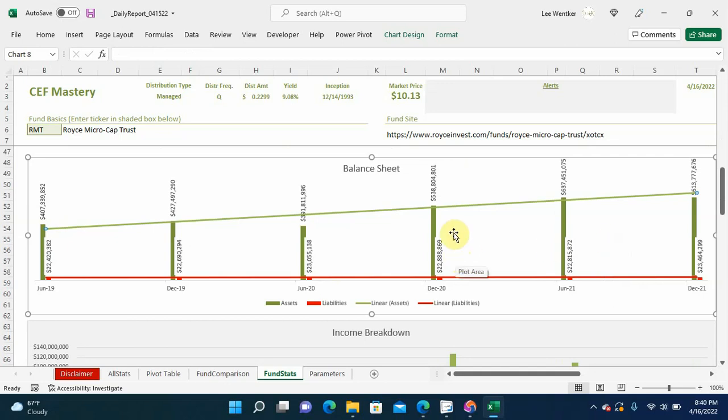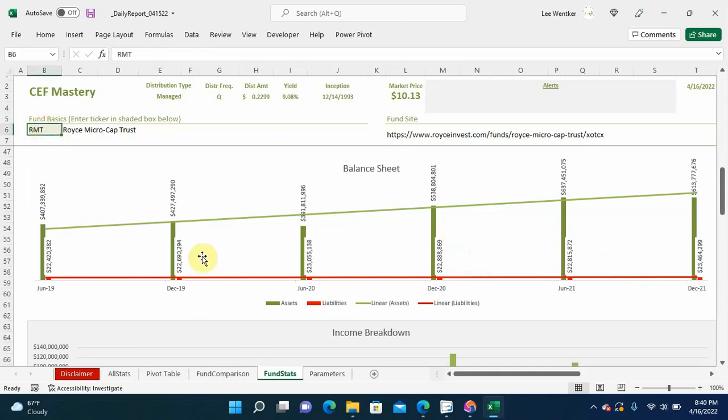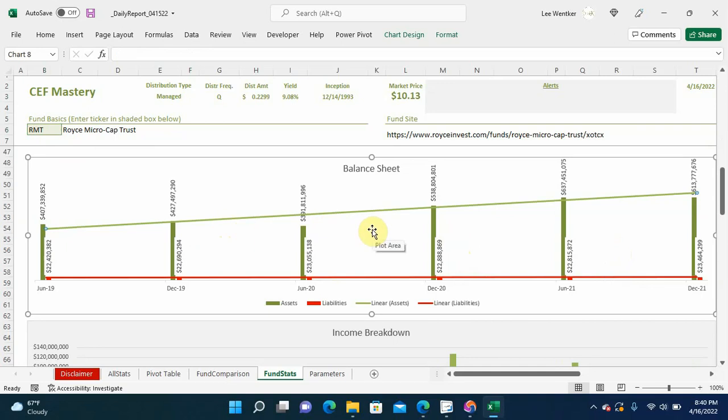Ideally, what you would like to see, as is the case with RMT, is a fund's assets increasing at a greater degree than its liabilities, or at the very least, a fund's assets running parallel with its liabilities. What you do not want to see is a fund's liabilities increasing faster than the rate of its assets, or even worse, a fund whose assets are declining while its liabilities are increasing, which could be a clear warning sign that a fund is having to borrow money just to be able to maintain its distribution.